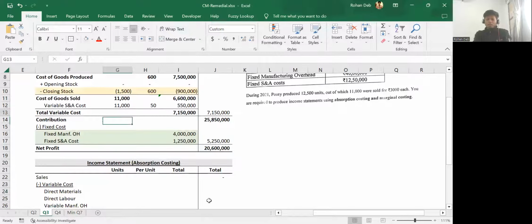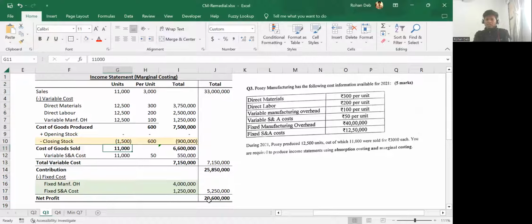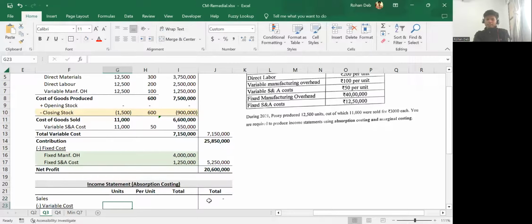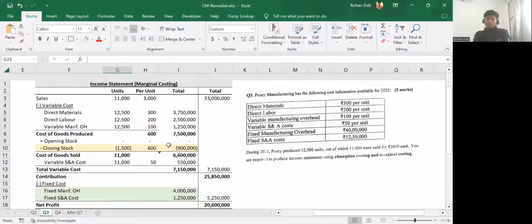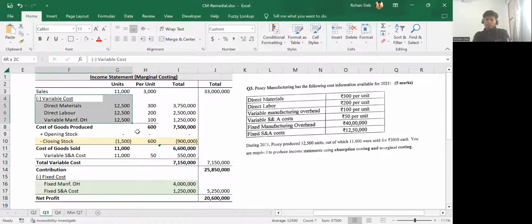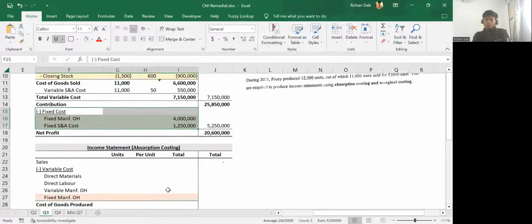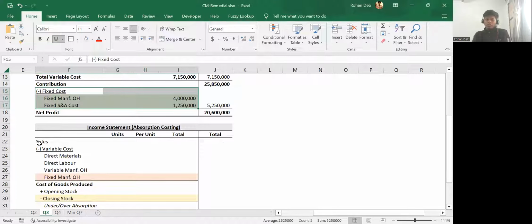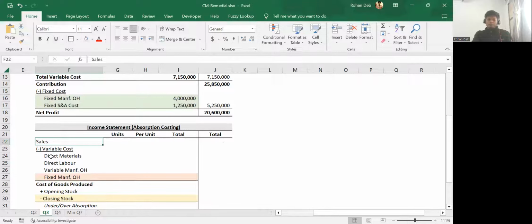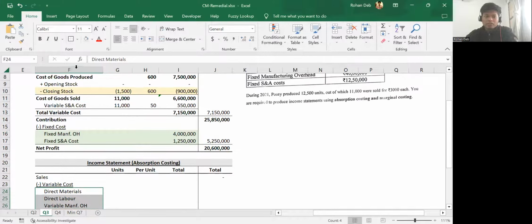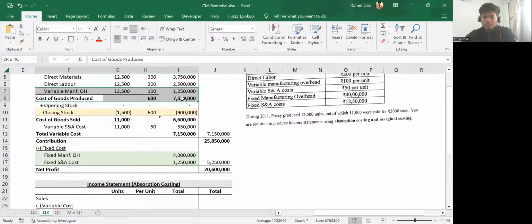Now let's come to absorption costing. What absorption costing does differently is, in marginal costing we take all the variable costs together and all the fixed costs together. But in case of absorption costing, we take all the costs that are incurred in one way. Basically, fixed manufacturing overhead is also incurred while manufacturing. So here your cost of goods produced does not include your fixed manufacturing overhead.